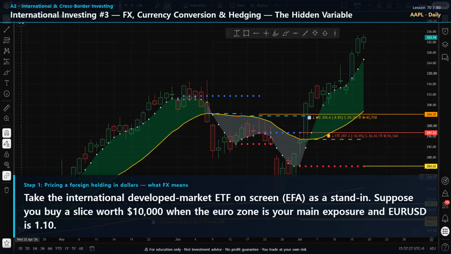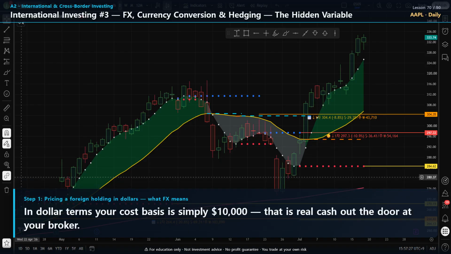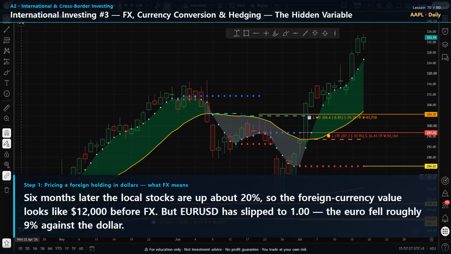Take the International Developed Market ticker on screen, EFA, as a stand-in. Suppose you buy a slice worth $10,000 when the Eurozone is your main exposure and EUR/USD is 1.10. In dollar terms, your cost basis is simply $10,000. That is real cash out the door at your broker. 6 months later, the local stocks are up about 20%, so the foreign currency value looks like $12,000 before FX. But EUR/USD has slipped to 1.00. The euro fell roughly 9% against the dollar.